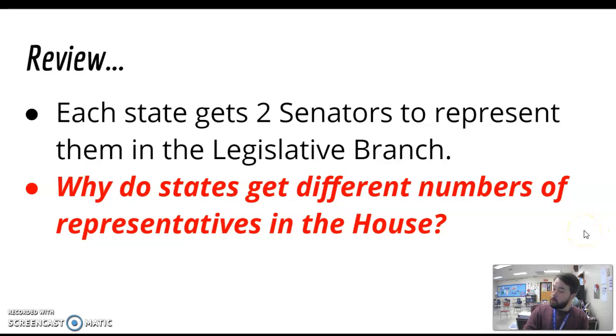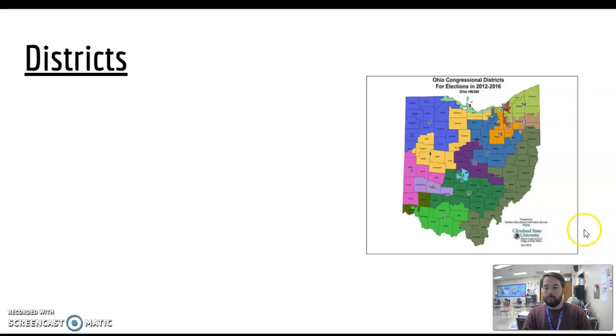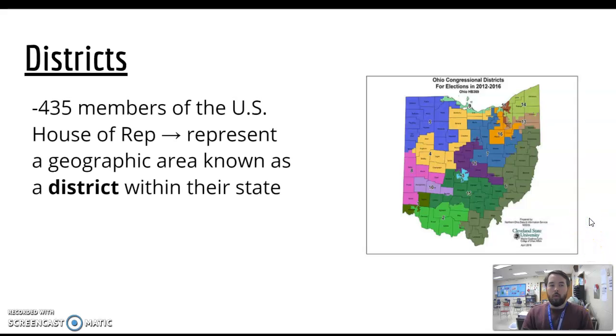We should already know that it's because in the House of Rep, it's based on the population of each state, depending on the size of their population. So, for example, the state of New York gets 27 representatives in the House of Rep, and North Dakota gets 1 because their populations are so different. So the House of Representatives is broken up into people that represent districts, okay?